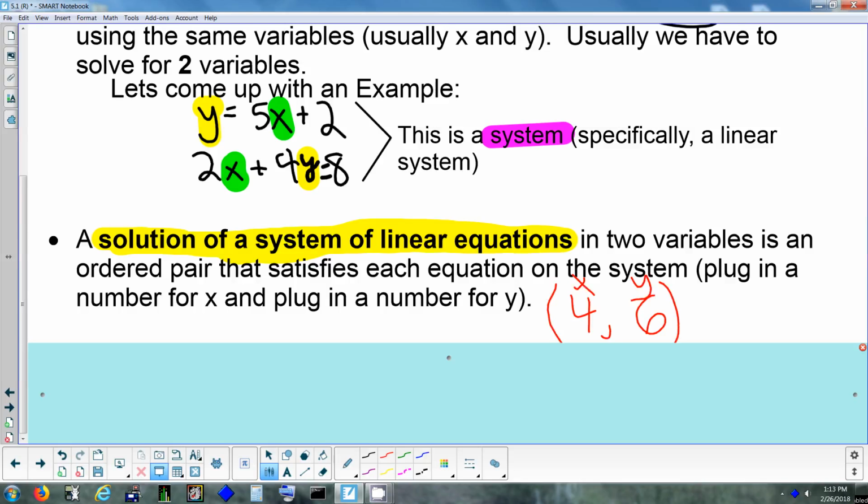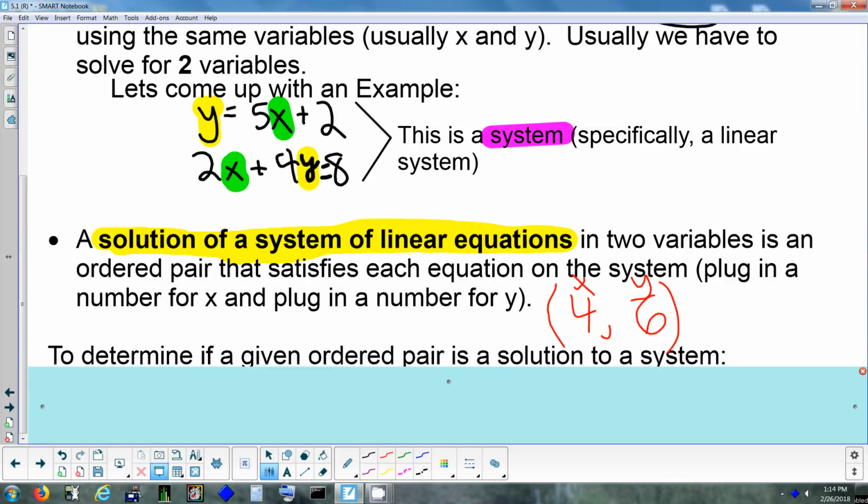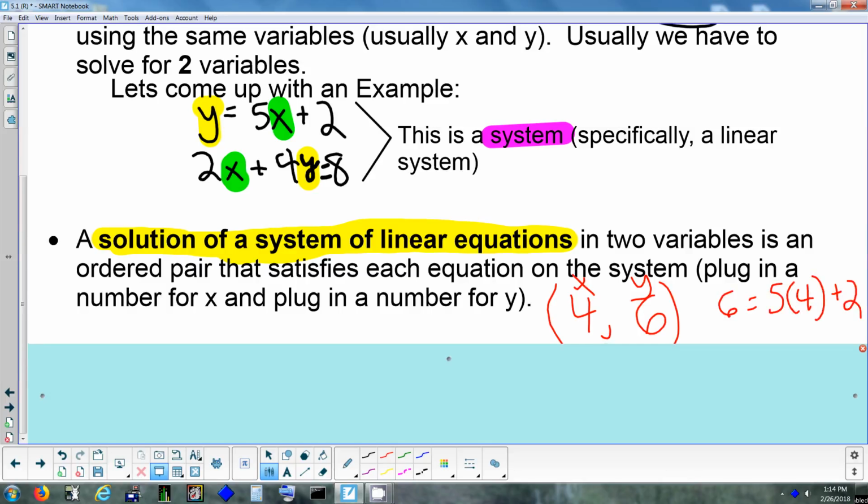So basically, guys, when we get our solution, we can check it by plugging in a number for x and a number for y. What number would I plug in for x? I'd plug in 4 for x, and 6 for y. So for this top equation we came up with, y equals 5x plus 2, I get 6 equals 5(4) plus 2. I'm just showing an example. If you wanted to check it, that's how you do it.